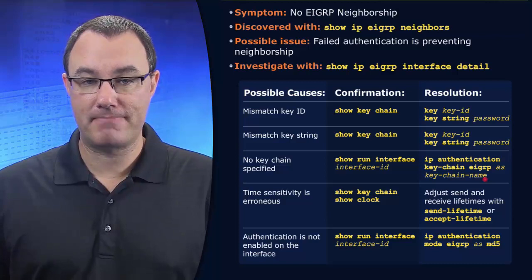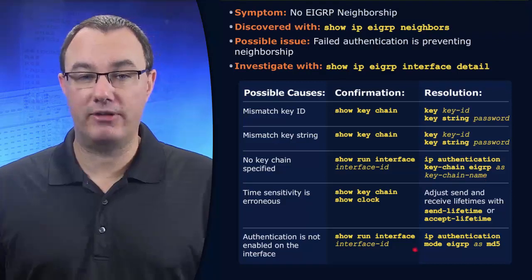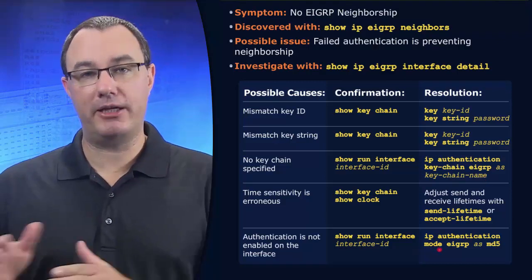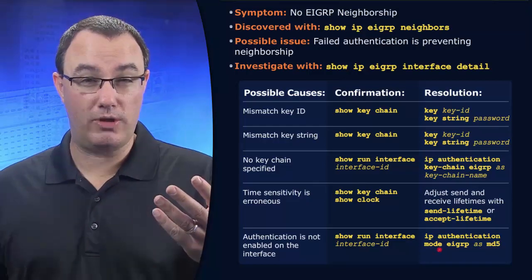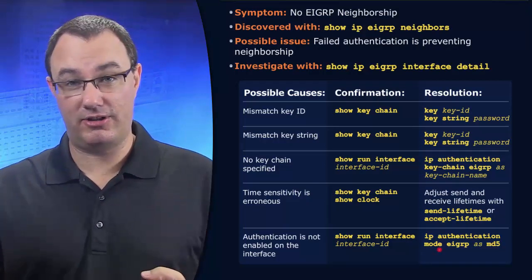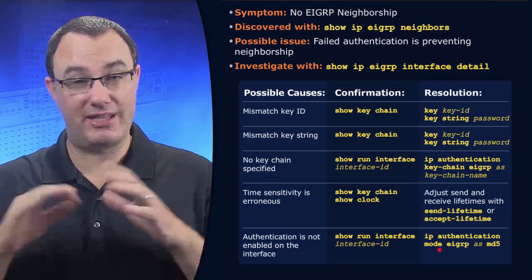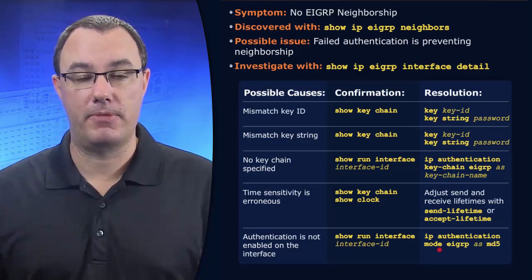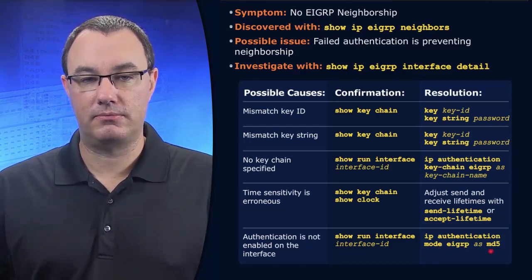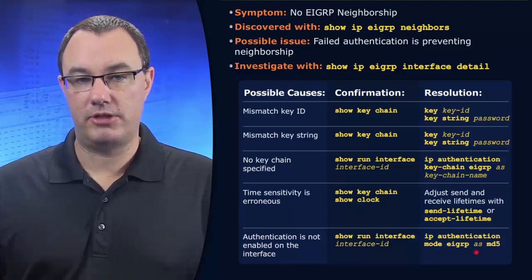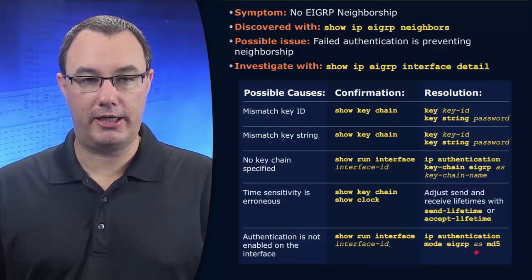Now, the other interface level element is just making sure that the feature is turned on. Authenticating on one side and not authenticating on the other, as in it's just not expecting authentication, has no chance of working. And they do still have us type in MD5, even though that's all we're going to get.